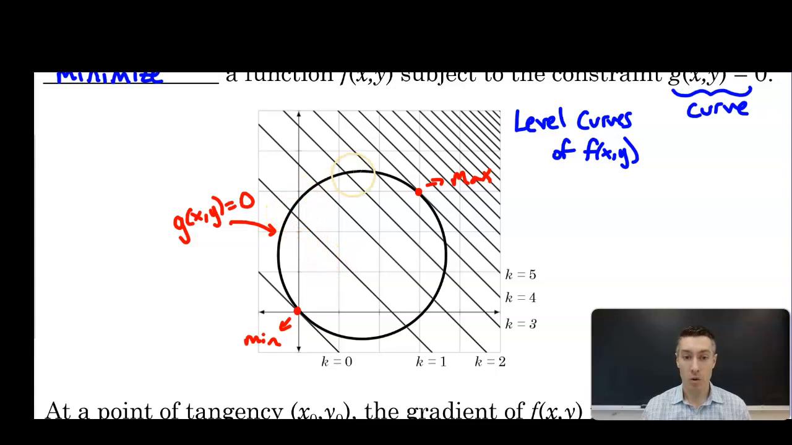So as we go, we cross different level curves. So here the elevation is 1, then 2, then 3, then 4, then 5. And when we hit that point of tangency, we then head back in the other direction. So now the elevation starts to decrease. So 4, and then 3, and then 2. So that makes that point of tangency the maximum output. And we can reverse the argument for the minimum.